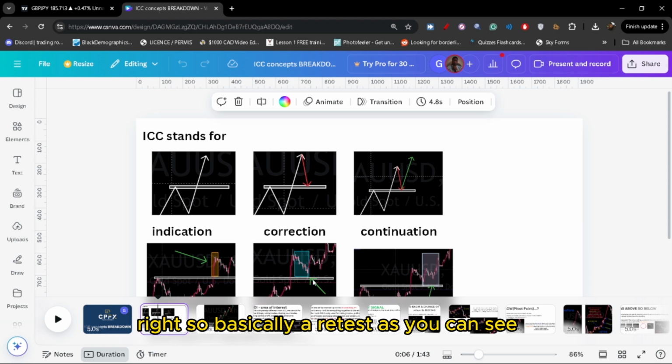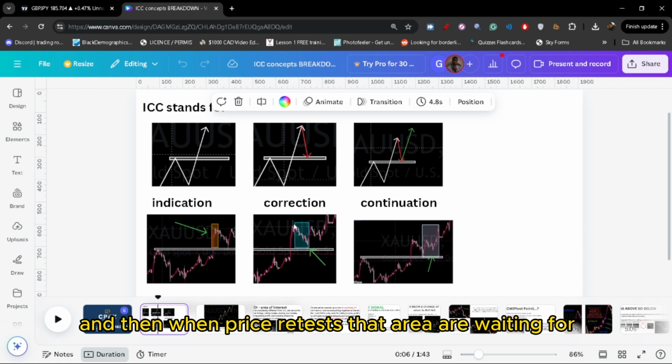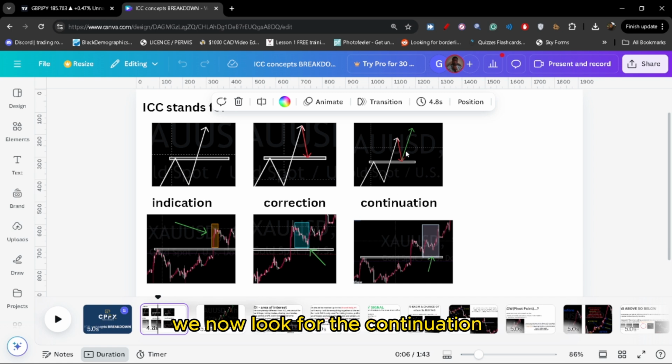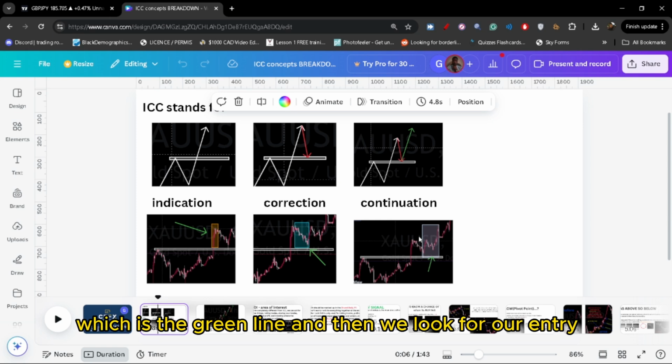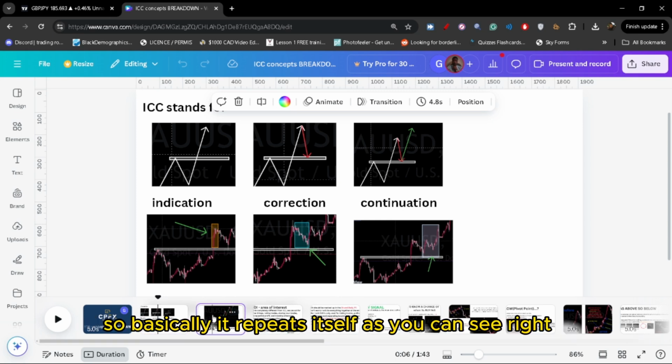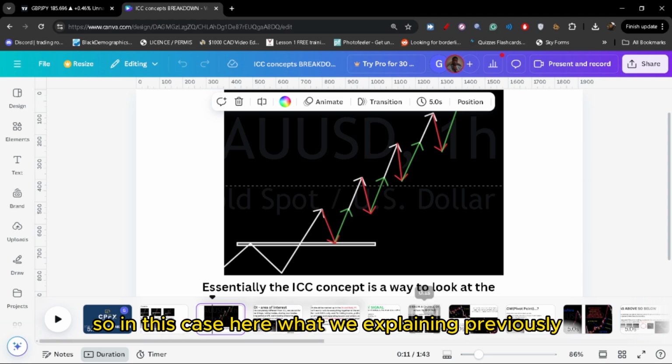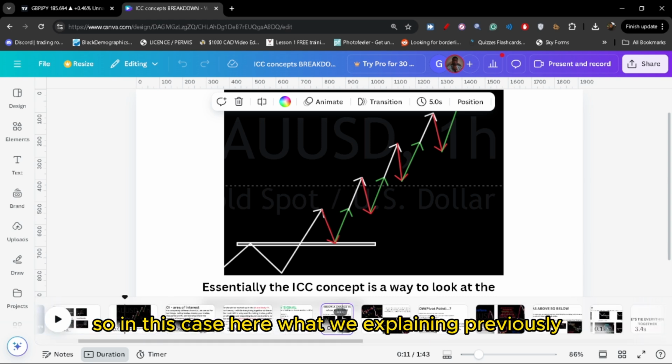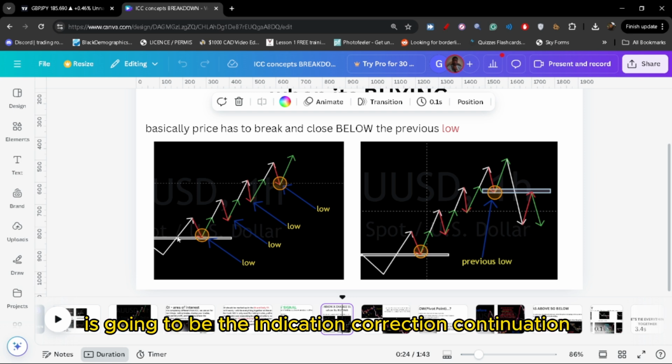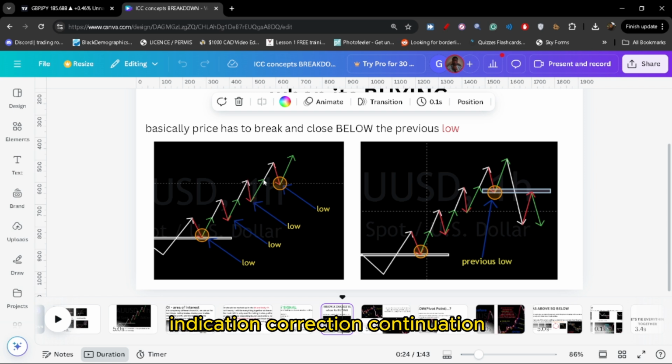So basically a retest, as you can see. And then when price retests that area we're waiting for, we now look for the continuation, which is the green line, and then we look for our entry, and then we take the trade. So basically it repeats itself, as you can see. So in this case here, what we were explaining previously is going to be the indication, correction, continuation, and so on. And then we take our trades from the start of the continuation move, right?